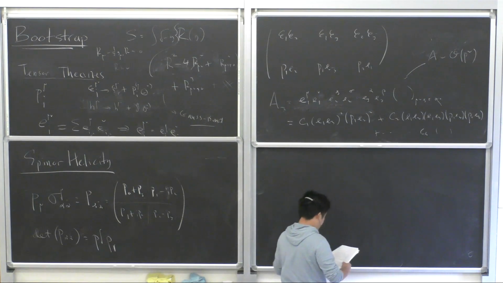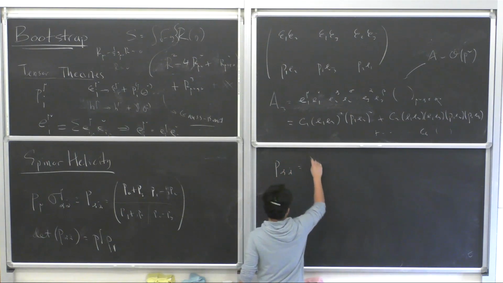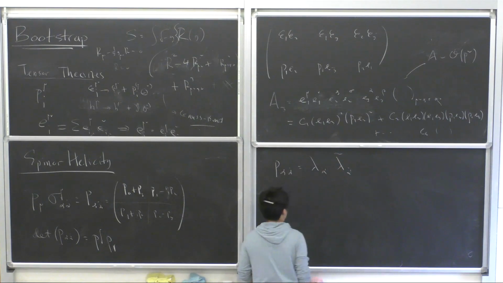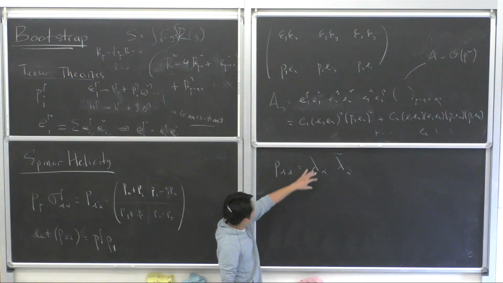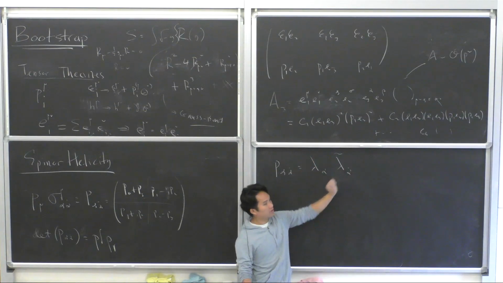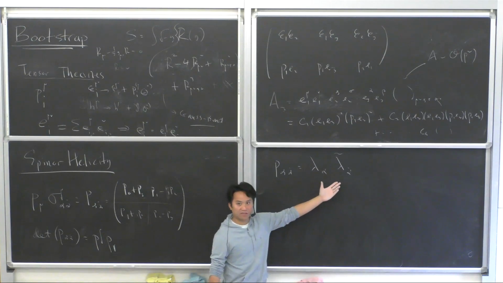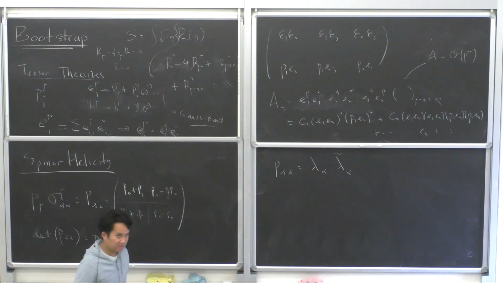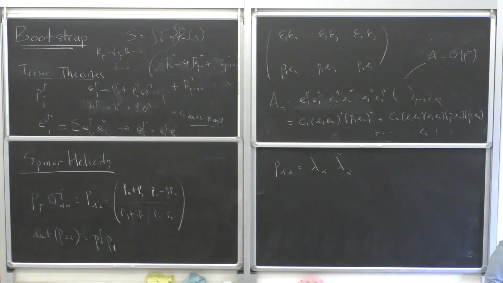of spinors. So in particular, P alpha alpha dot equals an outer product of two spinors, which I'll call lambda alpha and lambda tilde alpha dot. Each is just a two-component object. Since P has vanishing determinant, I can always write it this way. Anything with vanishing determinant can be written this way, so I've assumed nothing.